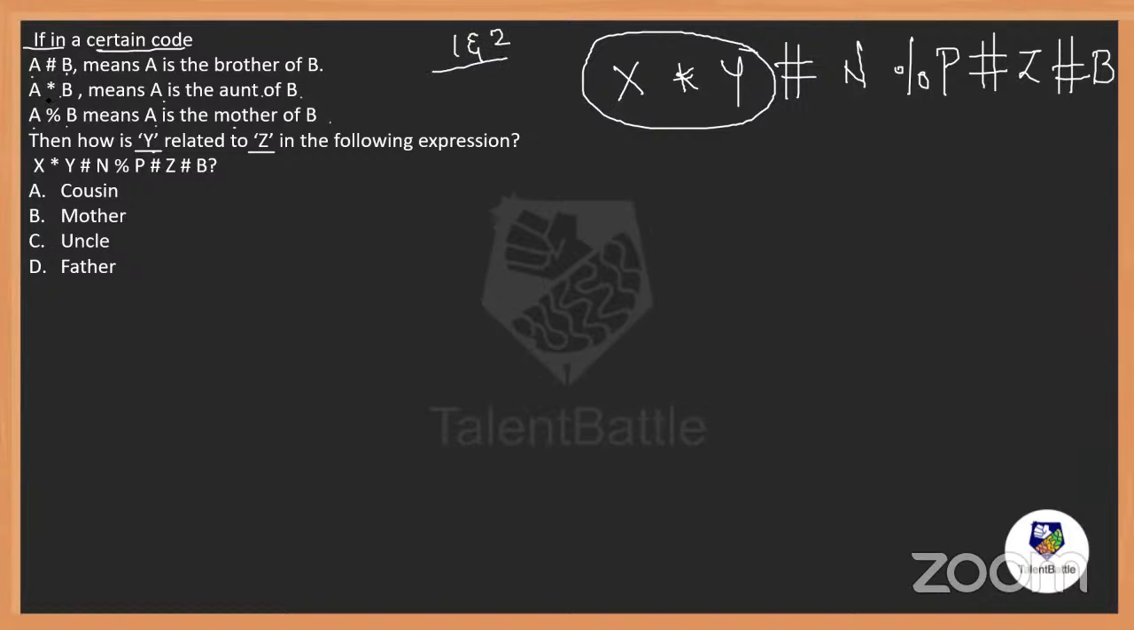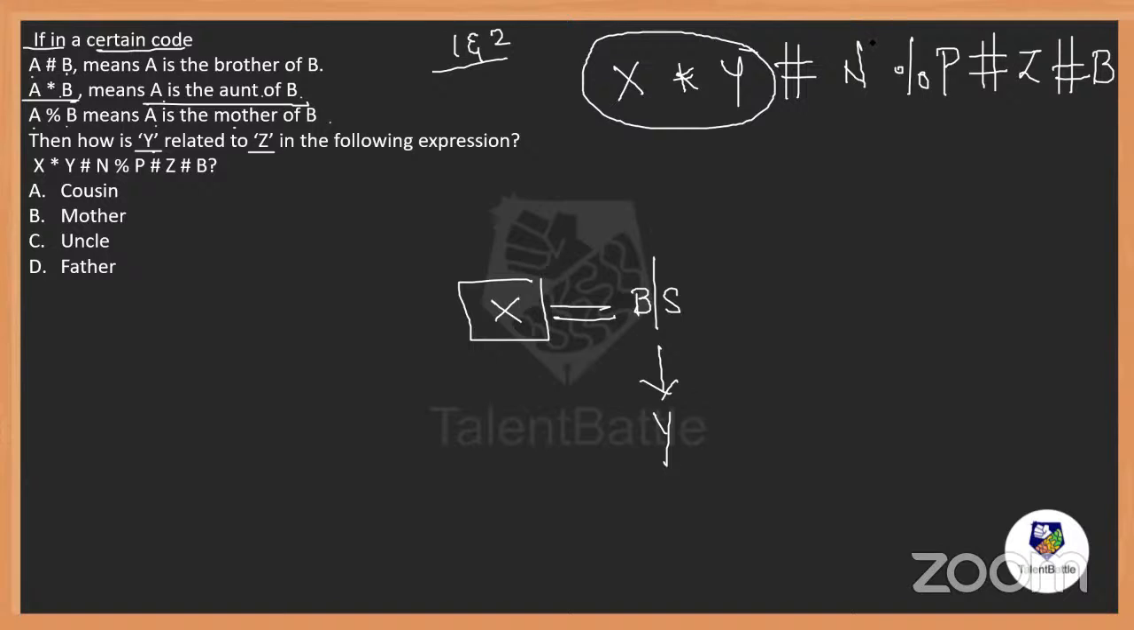X star Y. What is the meaning of X star Y? X is the uncle of Y. Means X has either a brother or a sister, and their child is Y. X is the uncle means X should have a brother or a sister, and their child is Y. Then only X will be called the uncle.